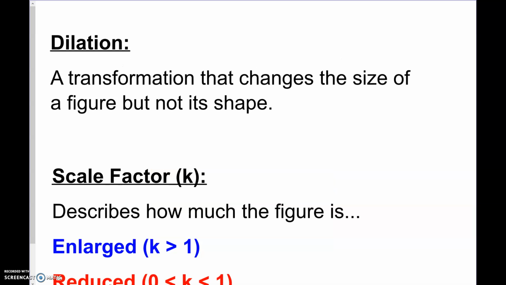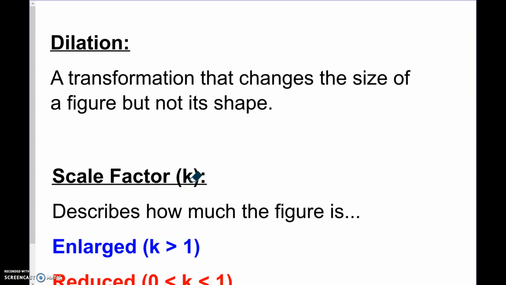All right, so a dilation is a transformation that changes the size of a figure, but not its shape. So it doesn't all of a sudden go from a triangle to a rectangle or from a rectangle to a pentagon. The shape actually stays the same, but the size of it changes. And what we say is it changes by a scale factor of K.